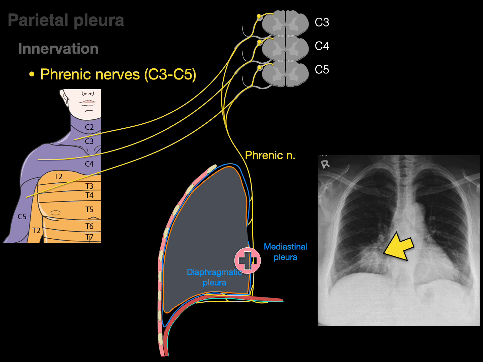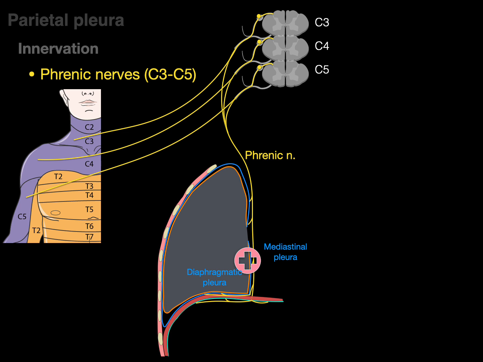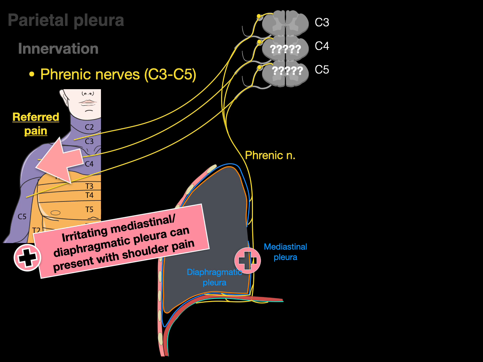So if you now irritate the mediastinal pleura, like what you would see in this consolidation in the medial part of the lung, then there's an irritation of the mediastinal pleura, and the spinal cord's like, hey, mediastinal pleura is talking to us, and it never talks to us. What's going on? So it thinks the sensory information is coming from your shoulder, and you get referred pain. This is why irritating mediastinal or diaphragmatic pleura can present with shoulder pain.